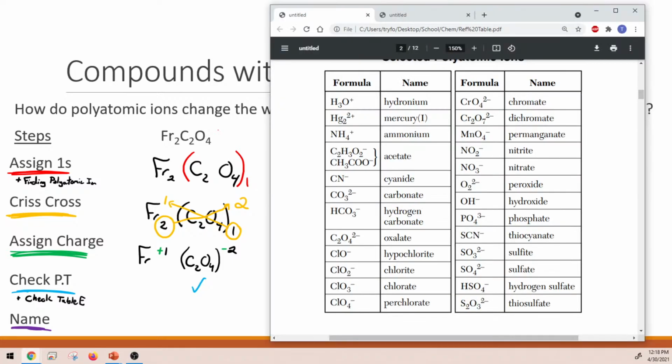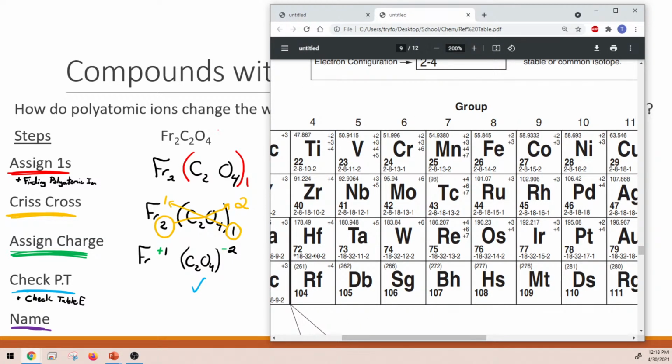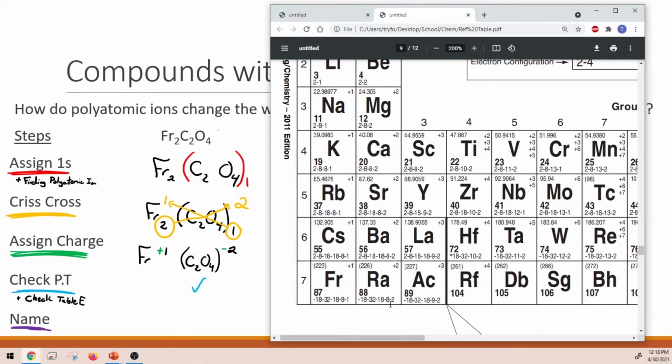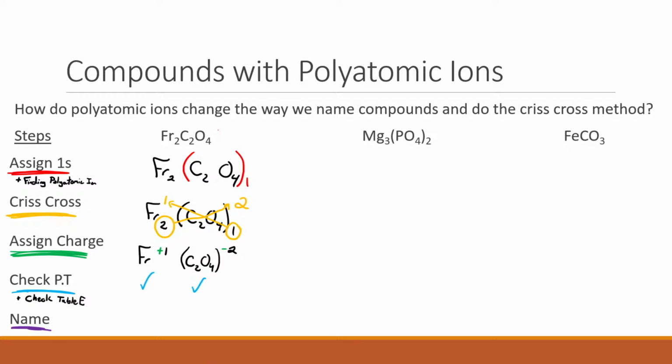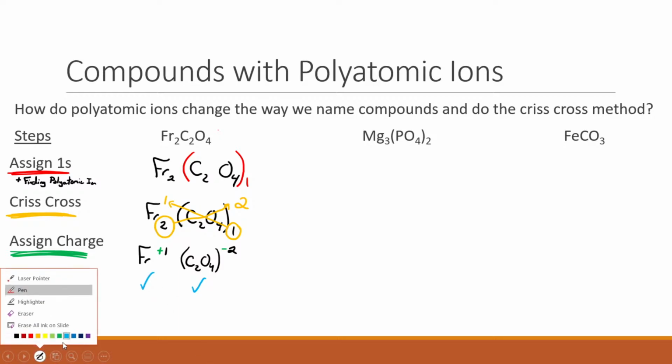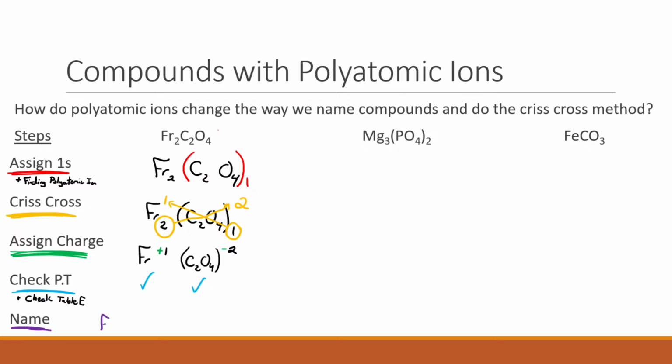And then we check francium by looking at the reference table, periodic table. Does francium have a +1? Yes, it does. And so we give it a check. And that brings us down to our name. First ion is going to keep its name. The second ion gets its name changed to "ide" normally, but here we have a polyatomic ion, and so it will keep the name that we saw for it on table E.